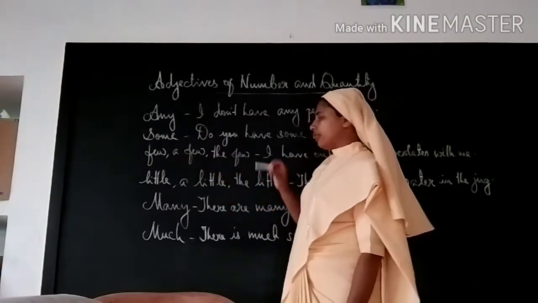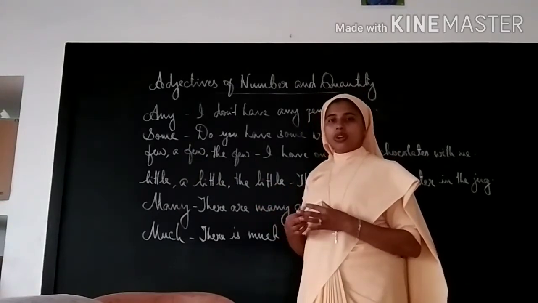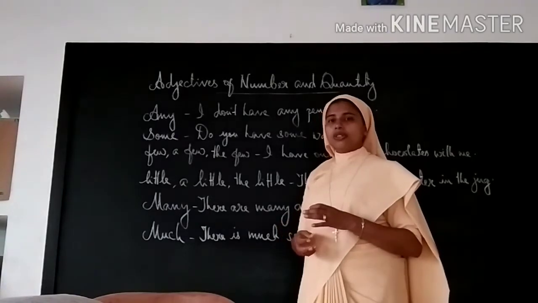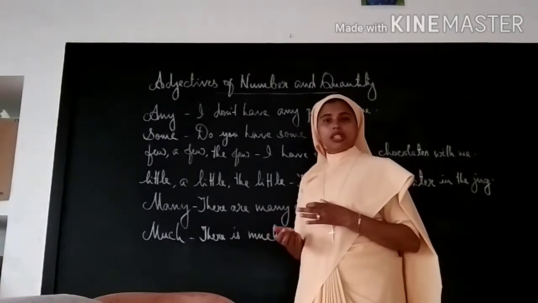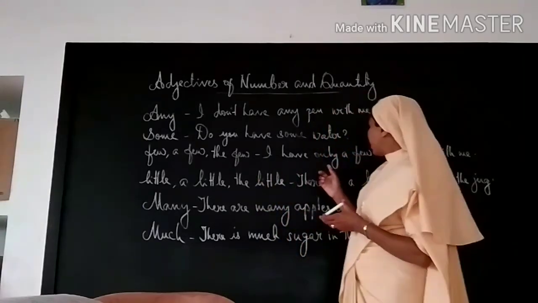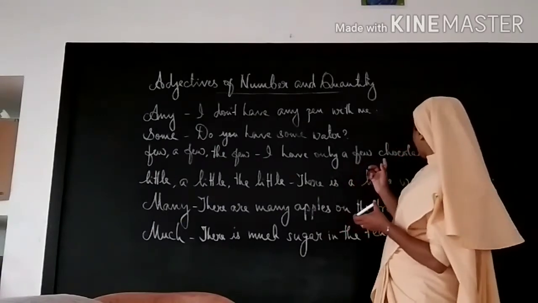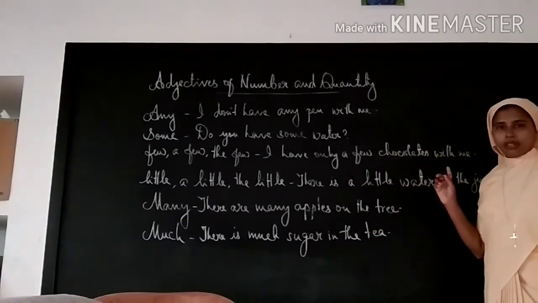Few, a few, the few. These words are used to qualify in terms of number. That means with countable nouns. For example, I have only a few chocolates with me.